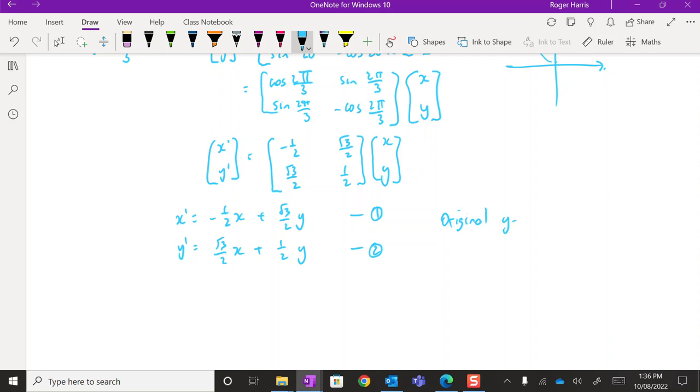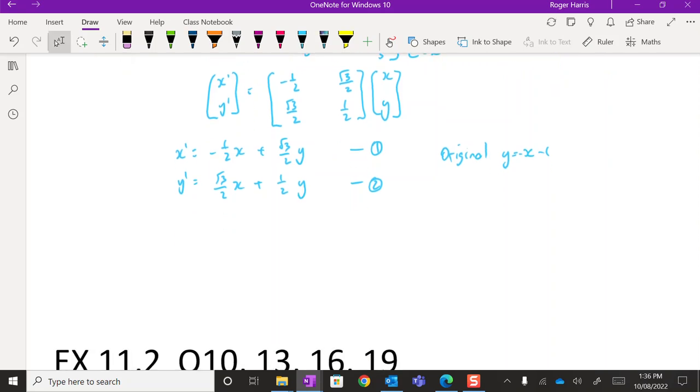which was y equals negative x take 1. So I need to get y in terms of x dash and y dash, etc. So equation 1 and 2, I've got to get something for y and then something for x. Okay, so let's have a look at y. To eliminate y, I would need to get them the same. I've got one is root 3 on 2, and the other is 1 on 2, so I've got to times them both by root 3 to eliminate the y.